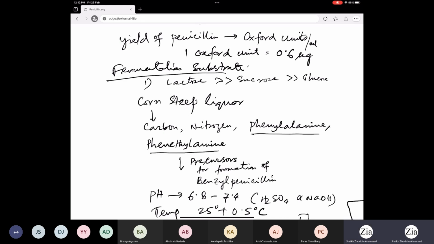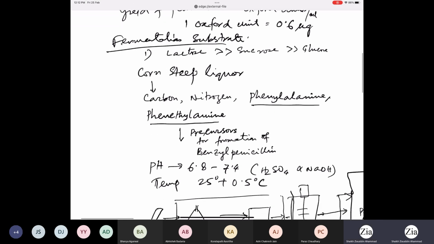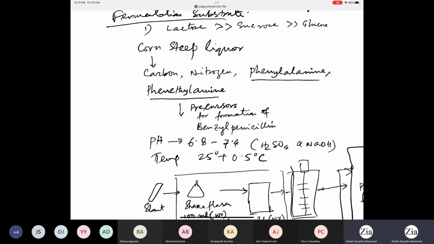This production process requires a certain pH, because this particular fungus has an optimal pH range of 6.8 to 7.4. For adjusting pH, industry uses sterile H2SO4 and NaOH solution. If you need to reduce the pH, you add H2SO4, and if you need to increase the pH, you use NaOH as the alkali solution. For production, the optimal temperature is 25 degrees plus or minus 0.5 degree centigrade.